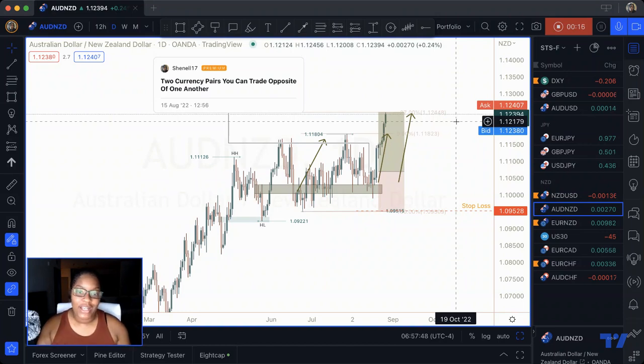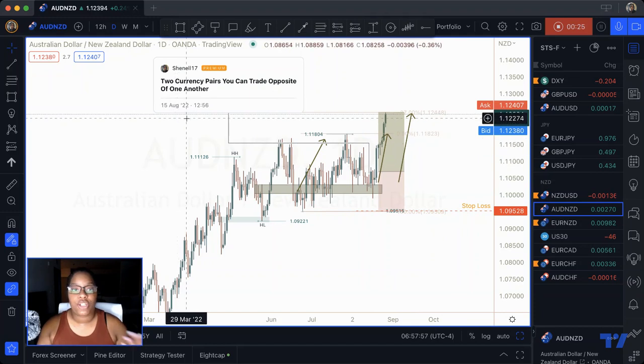I decided to go ahead and talk about two currency pairs, one that just hit take profit and the other that moves opposite. So if you follow me here on TradingView, then you've probably seen my two currency pairs you could trade opposite of one another video.